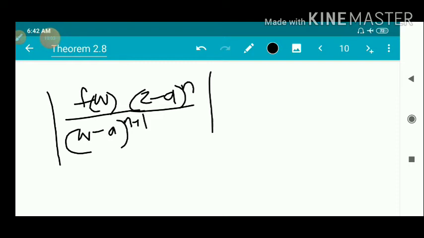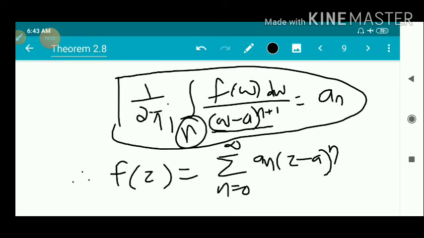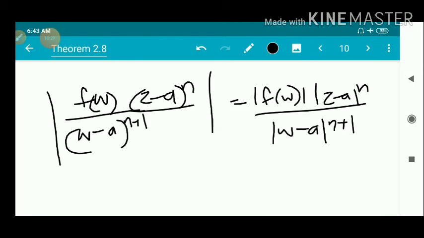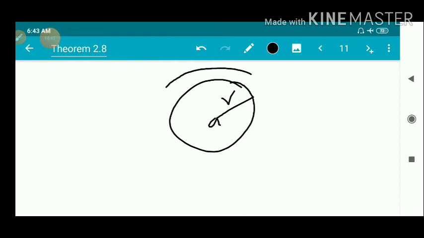Which is equal to modulus of f of w into modulus of (z minus a) whole raised to n divided by modulus of (w minus a) whole raised to n plus 1. Now we consider this on the circle gamma. So gamma is a circle with center a and radius r, and f of w or f of z is an analytic function defined in the closed disk, in the open disk of radius capital R.